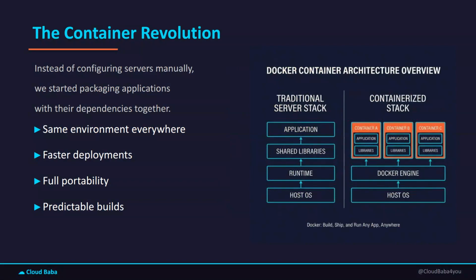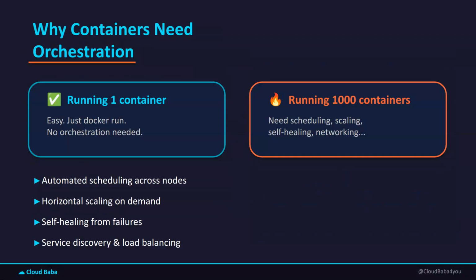Then came containers. Instead of configuring servers manually, we started packaging applications with all of their dependencies together using Docker. Now you get the same environment everywhere: dev, staging, production. Along with that, faster deployments, full portability, predictable builds. But here is the thing. Running one container is easy. Just docker run and you are done. But running 1,000 containers in production, that's a completely different game.